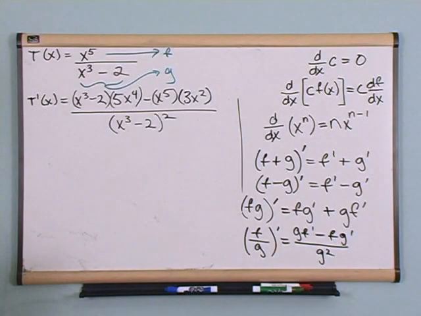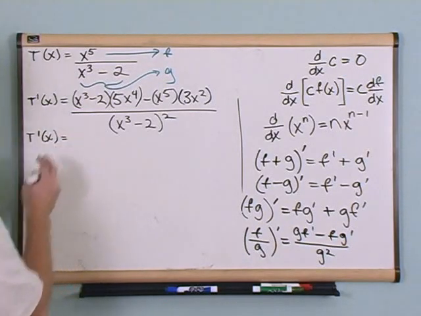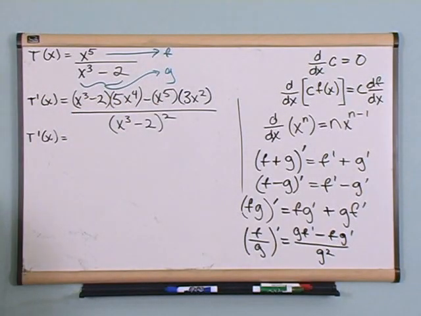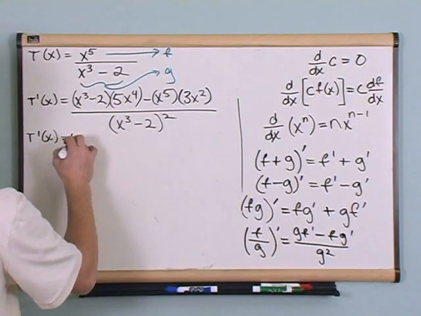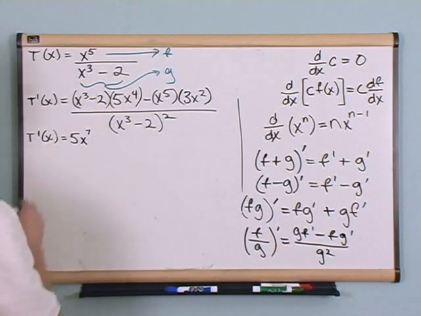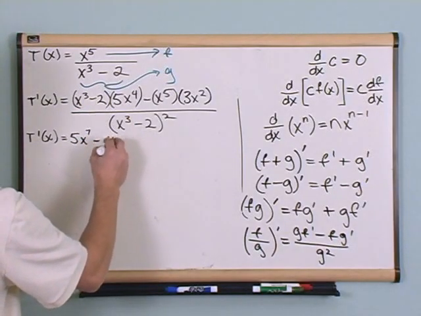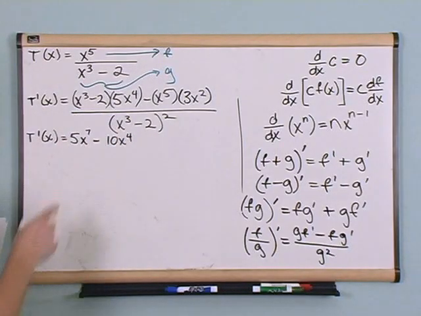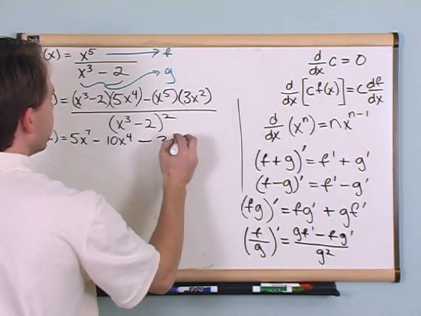So what do we have on the top? T prime of x. On the top, we have to distribute the stuff in and multiply the stuff out, and hopefully it simplifies. So what we have here, 5x to the 4th times x to the 3rd is 5x to the 7th power. This term times this term, minus 10x to the 4th power. 2 times 5 is 10, you get the negative sign, x to the 4. And then finally minus this term times this term, which is 3x to the 7th.